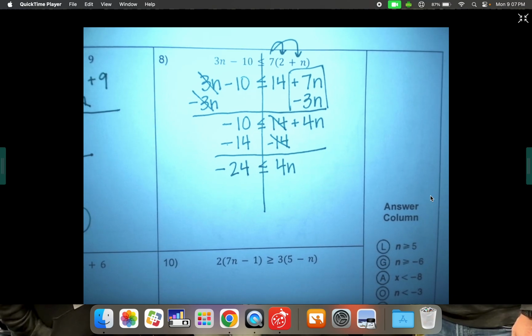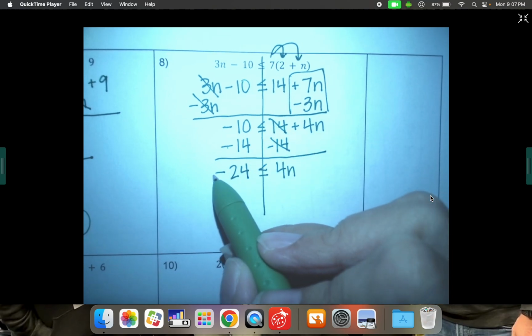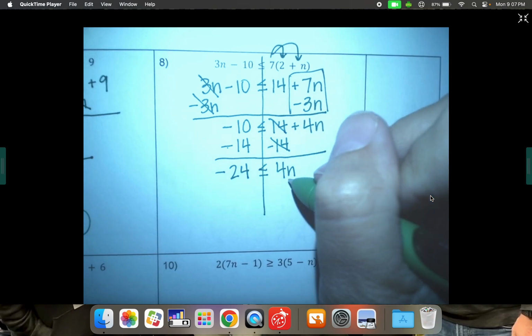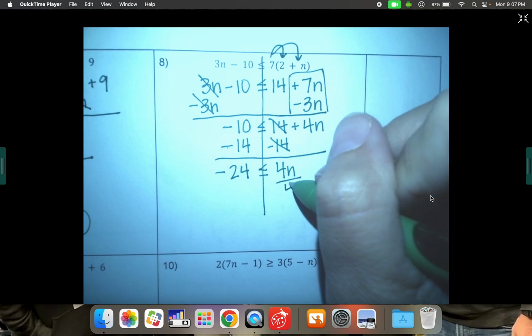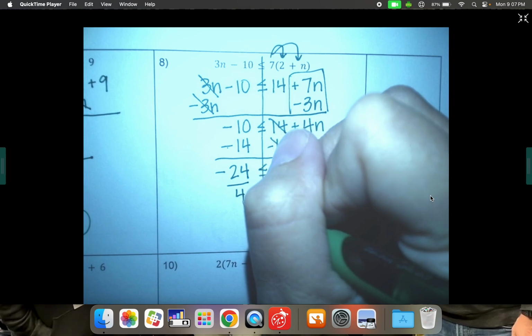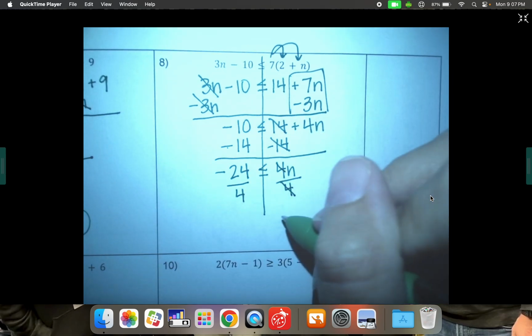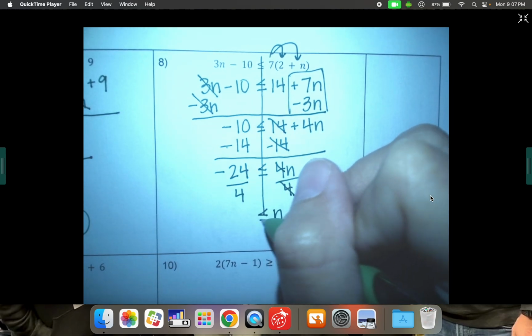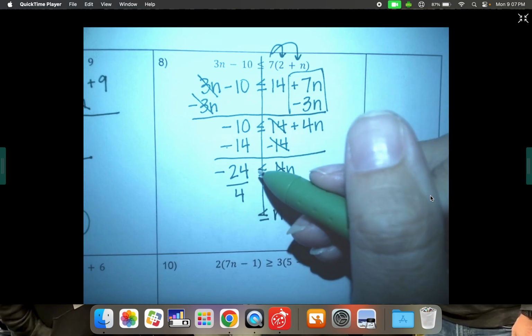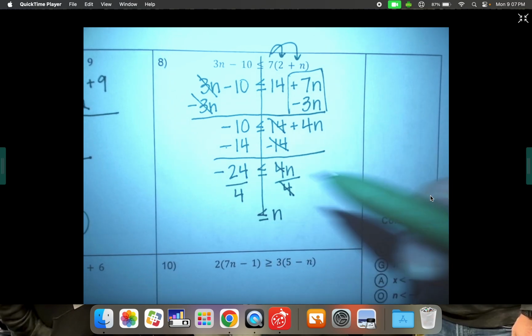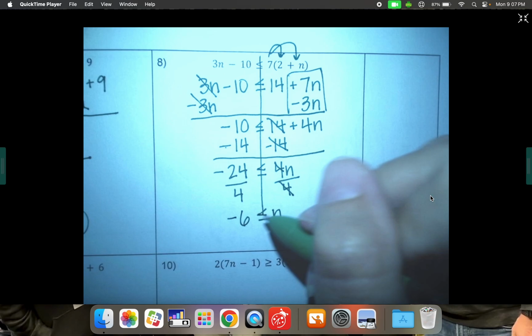Okay, we are not flipping the symbol just because there's a negative, because look what we're actually doing. We're dividing by positive 4 on both sides. So since we're dividing by a positive, we do not flip the symbol. We're going to leave it how it was. Negative 24 divided by 4 is negative 6.